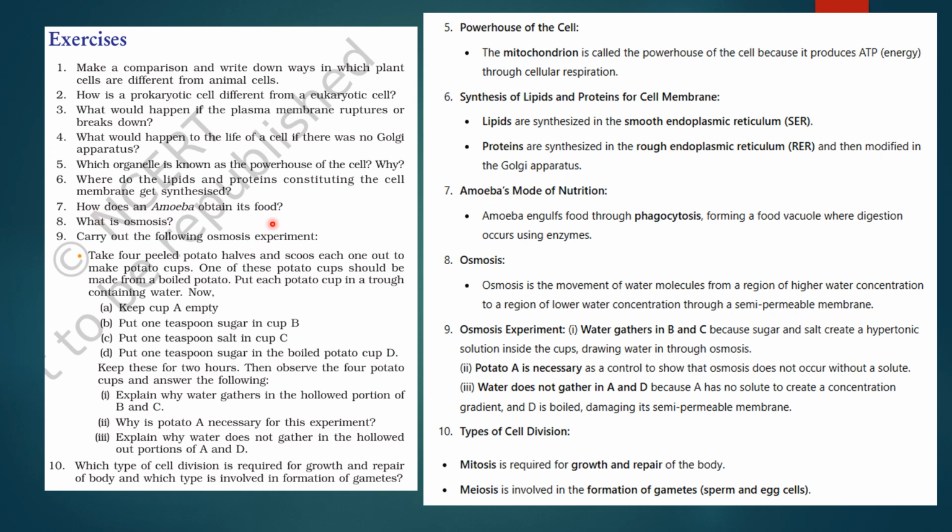Next, amoeba, how it obtains its food? So through phagocytosis, it will engulf the food, okay, form a food vacuole where digestion occurs using enzymes. Next is what is osmosis? Very important, movement of water molecules from a region of higher water concentration to a region of lower water concentration through a semi-permeable membrane. Okay.